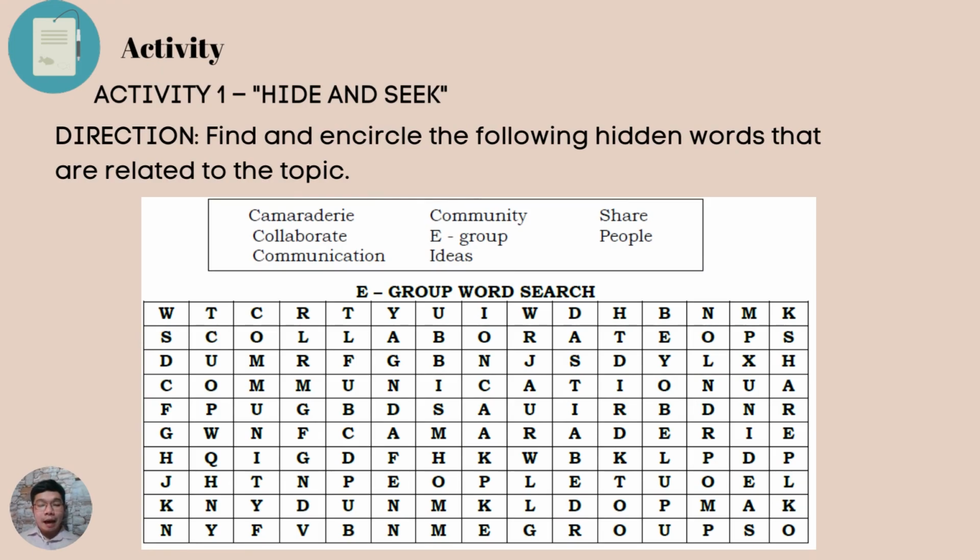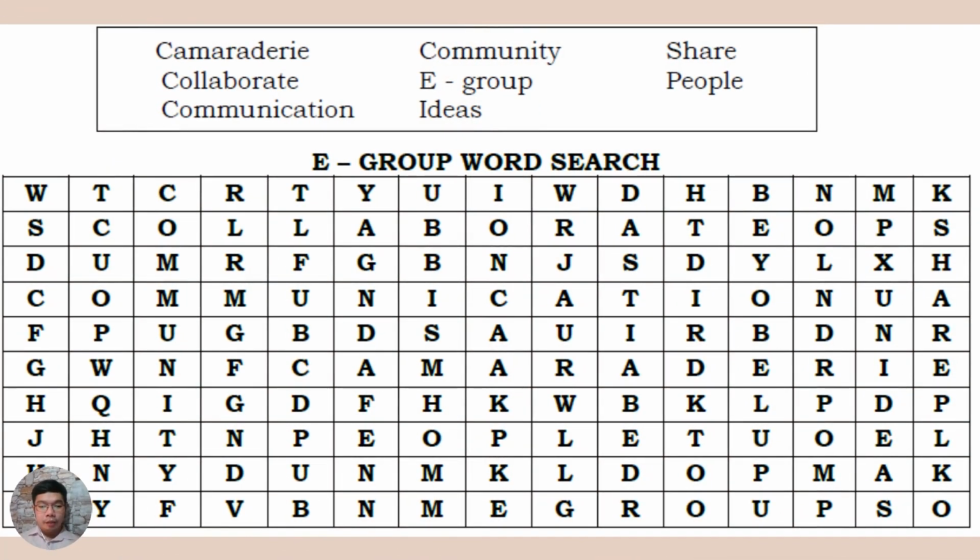Activity 1 is hide and seek. So here is the direction. Find and encircle the following hidden words that are related to the topic. So this is like a crossword puzzle wherein you have to find the words on the box. To give you a larger view of this slide, please refer to the next slide. This one.